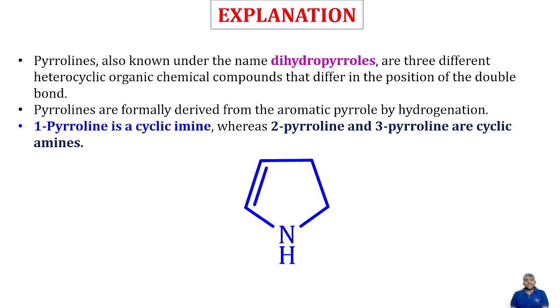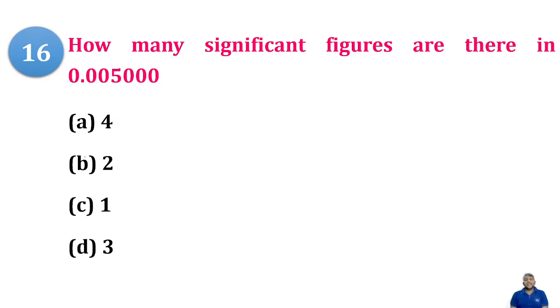Pyrroline, also called dihydropyrrole, has three different heterocyclic organic compounds that differ in the position of the double bond. Pyrrole is aromatic, and pyrroline is derived from the hydrogenation of pyrrole. It is also known as a cyclic amine, where 1-pyrroline, 2-pyrroline and 3-pyrroline are cyclic amines. Got it? So next question for you, a very interesting question for everyone.